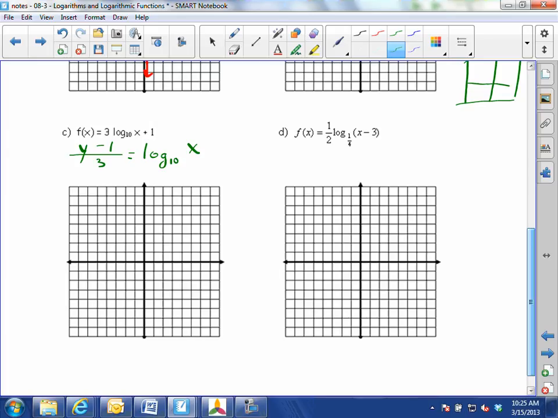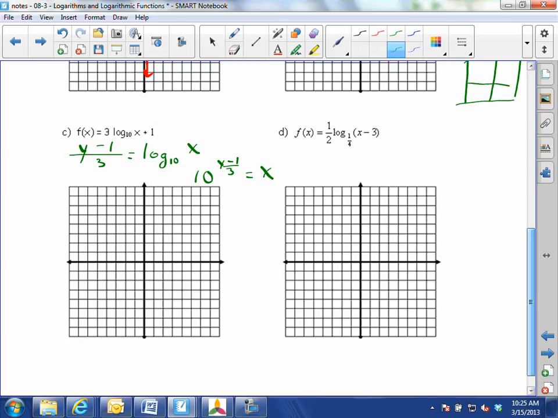Okay, so I just shifted everything to the log by itself, right? So this is all of our exponent here. We have a base of 10. This whole thing is our exponent, and it's equal to x. So this is definitely one where I would use a table of values. It's easier.